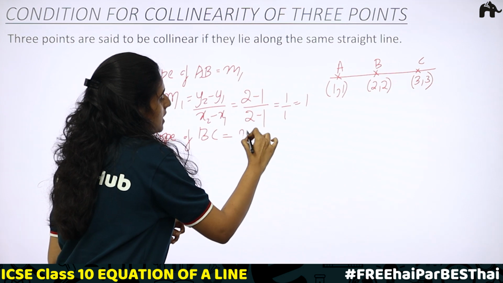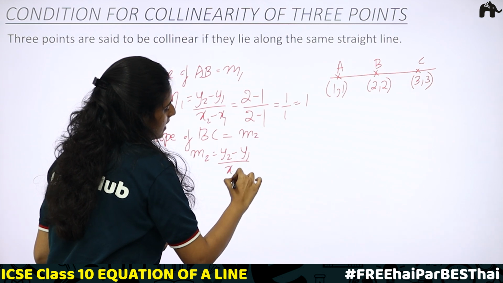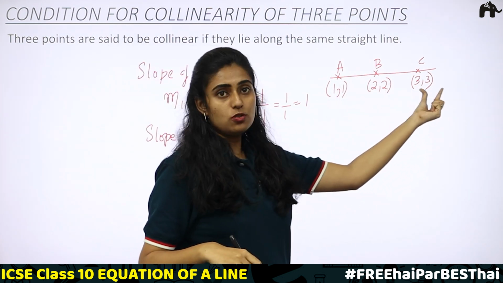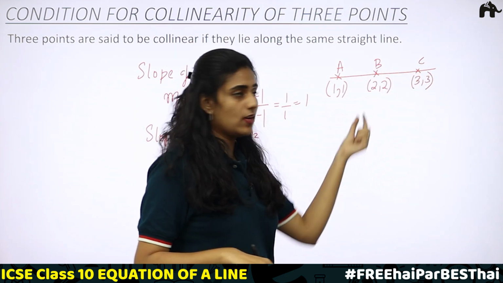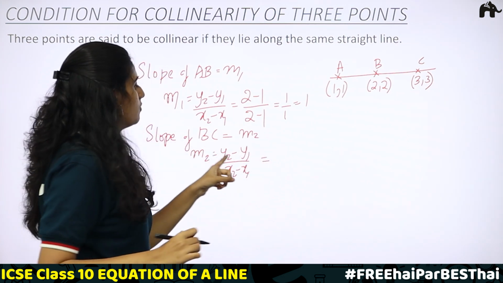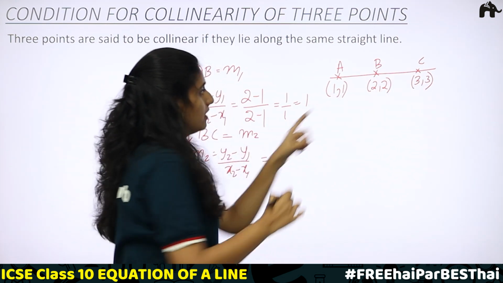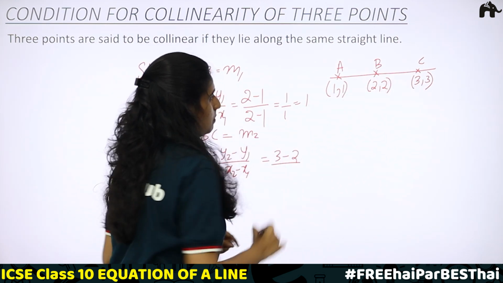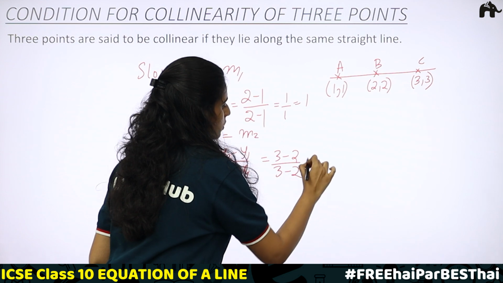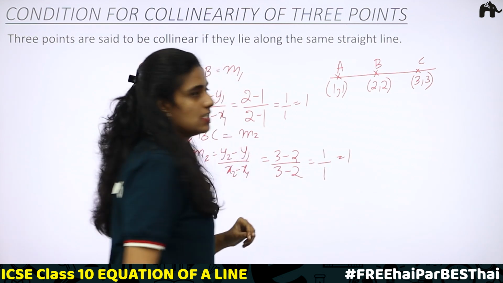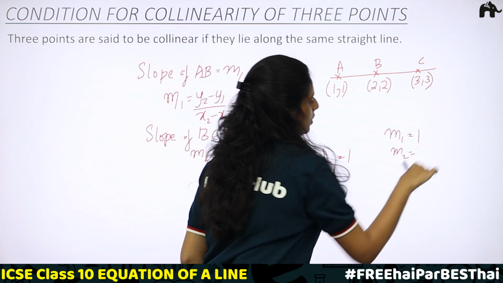We'll be taking the slope of BC as some M2. M2 is again equal to y2 minus y1 divided by x2 minus x1. Here we'll be taking y2, x2 as this point C, and the coordinates of B are taken as x1, y1. In that case, we get y2 minus y1, where y2 is 3 and y1 is 2. So 3 minus 2 divided by, again, x2 is 3 and x1 is 2. 3 minus 2 is 1, divided by 1, which is again 1. We got M1 is equal to 1 and M2 is equal to 1.